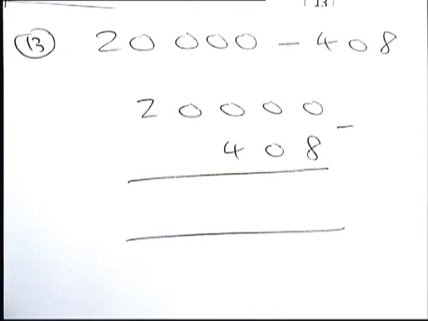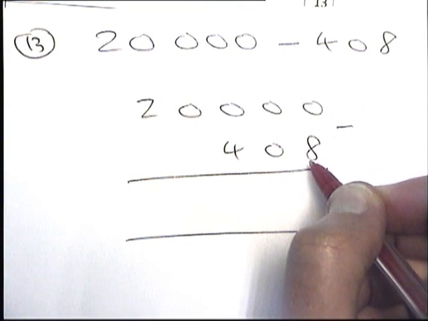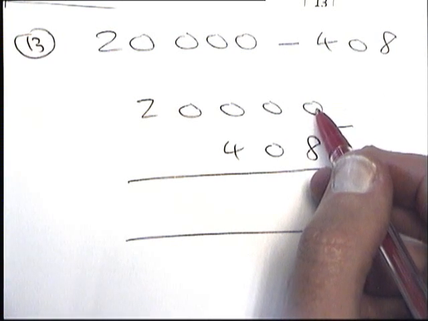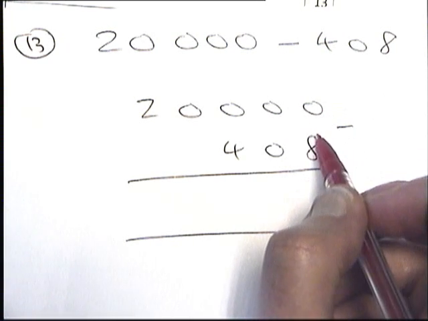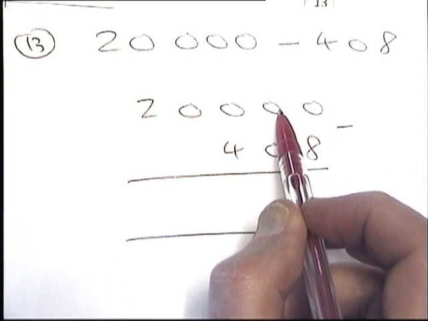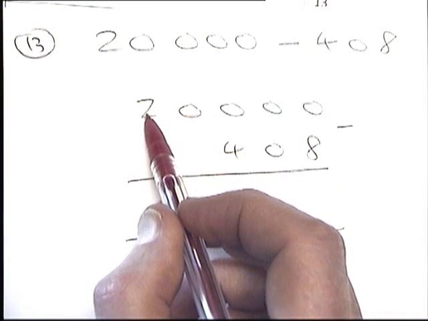So, start on the right. Nothing take away 8. You can't take 8 from nothing. There's nothing there to take away. So you've got to borrow. You cannot borrow from naught. You've got to keep going until you can find something that isn't a naught you can borrow from. And when you borrow, you knock that number down by 1. So 2 knocked down by 1 becomes a 1.